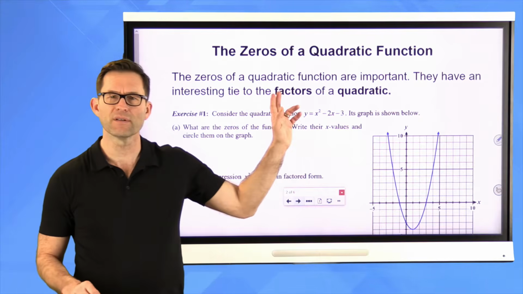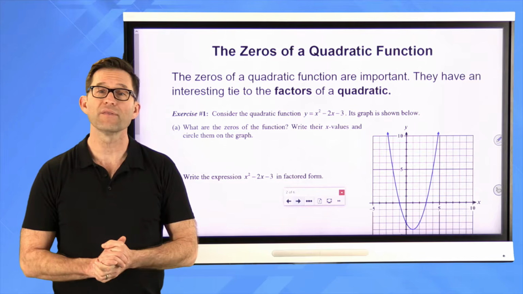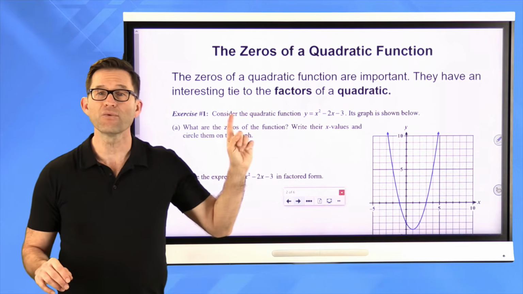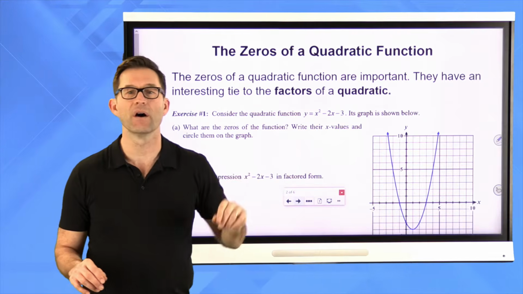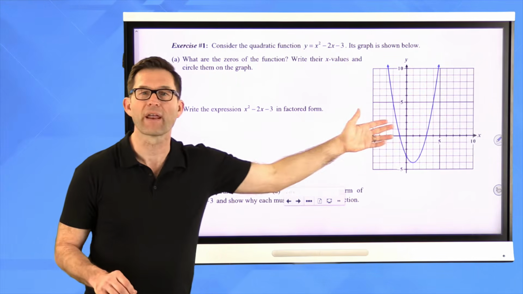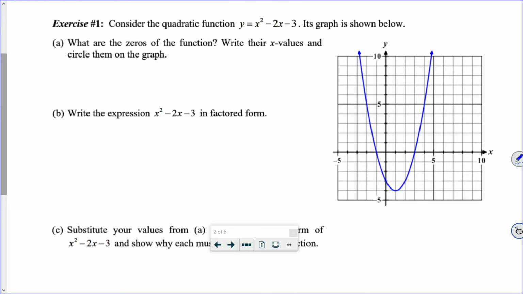Now first, let's start off with the zeros of a quadratic function. The zeros of a quadratic function are critically important. They have an interesting tie to the factors of a quadratic. So let's take a look at a quadratic function, exercise number 1. Consider the quadratic function y equals x squared minus 2x minus 3. Its graph is shown below. Letter A, what are the zeros of the function? Write their x values and circle them on the graph.